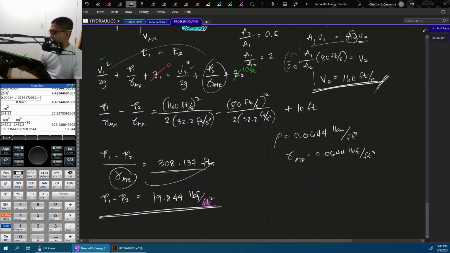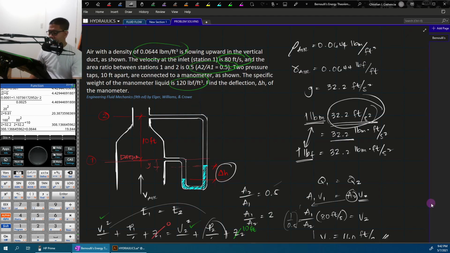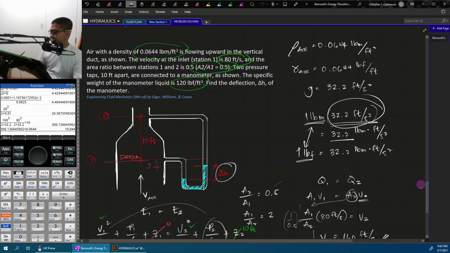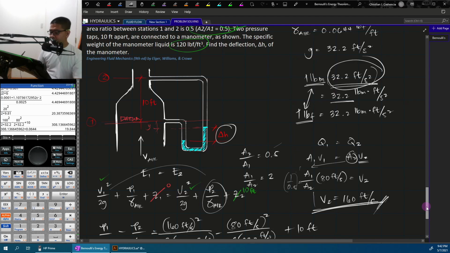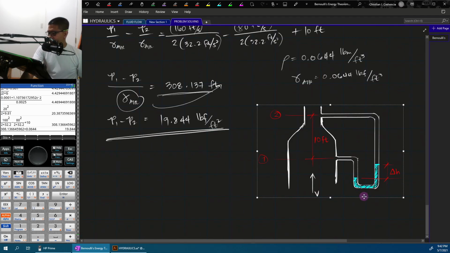Okay? So, what about the manometer? Okay, so if we have forgotten how to solve or analyze manometer problems, please check my videos about that. So, I will sum up the pressure from point 1 to point 2. I'll copy this picture first so we have a reference below. The unit weight of the liquid is 120 pound force per cubic foot. In this case, the unit weight of air was given, right?